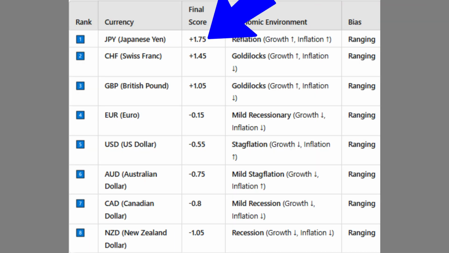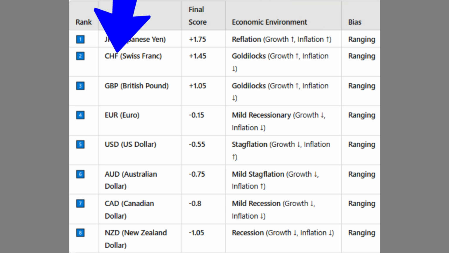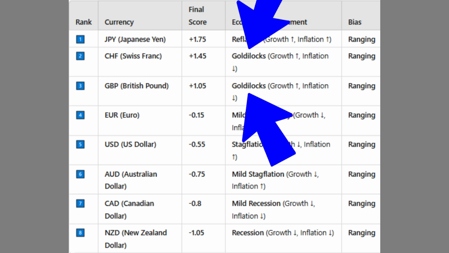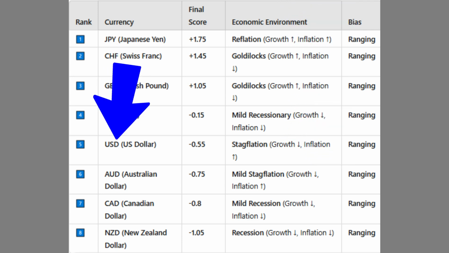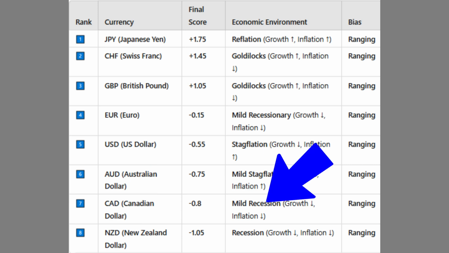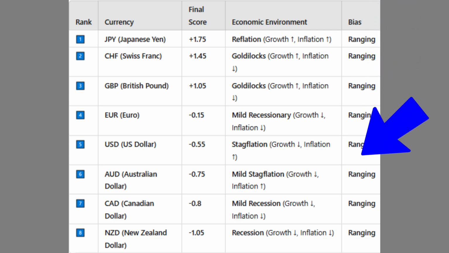Now, because we know how the system works, let us look at how our system analyzed the whole Forex market. Japanese yen is the strongest with a reflationary environment, indicating a combination of increasing growth and inflation. CHF, Swiss franc, and GBP, British pound, also show strength, benefiting from a Goldilocks environment, growth without excessive inflation. EUR, USD, AUD, CAD, and NZD are weaker due to recessionary or stagflation conditions. All currencies remain in the ranging category, -2 to +2, meaning no strong trend is established.